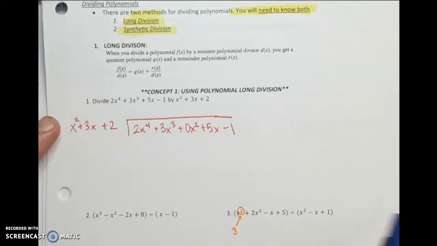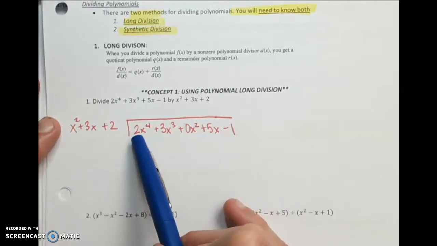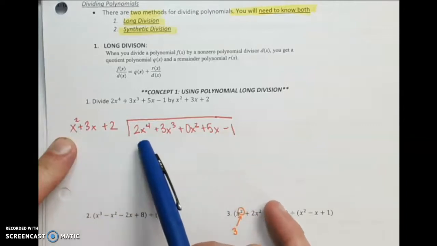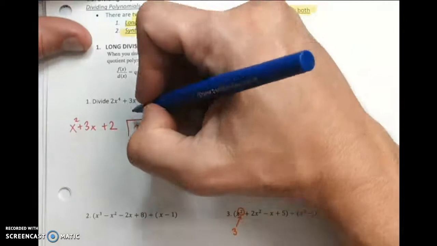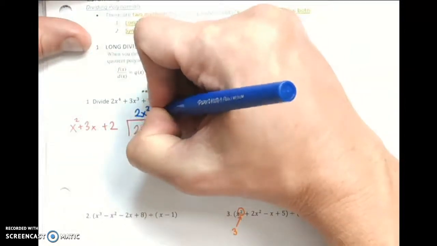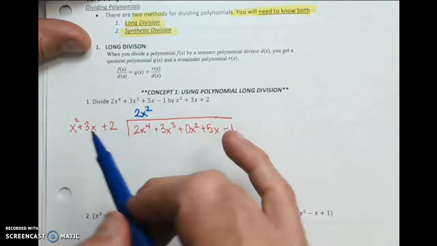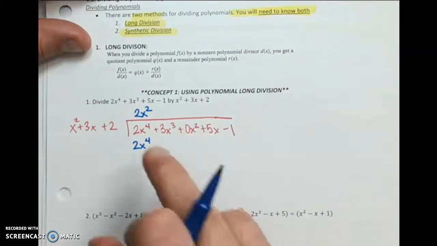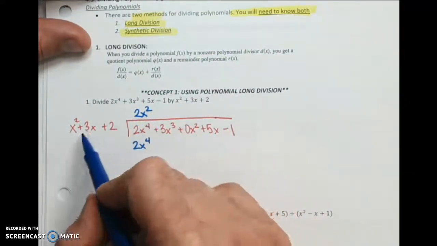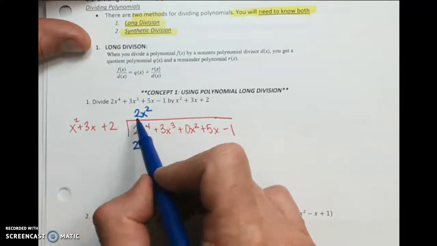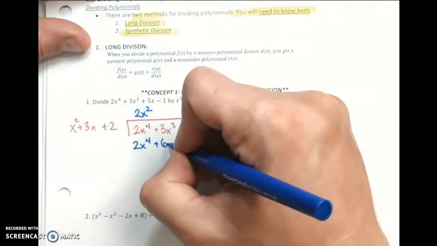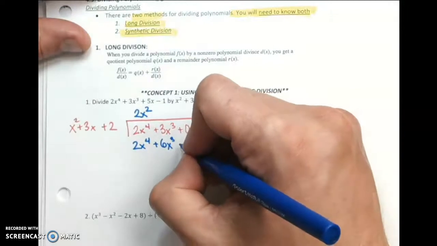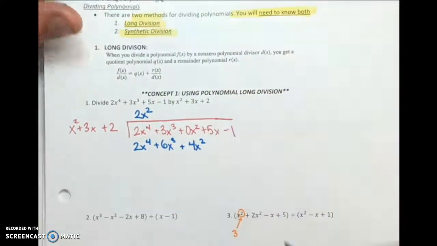What I do with this long division is I always try to match the first term with this term. What times x squared is going to give me 2x to the 4th power? That's what's going to go up on top. 2x squared. 2x squared times x squared is 2x to the 4th power. I matched it, and that's what you want to do every time. But I have to continue to multiply that 2x squared times the 3x, and that gives me 6x cubed. And then 2x squared times 2 gives me 4x squared.